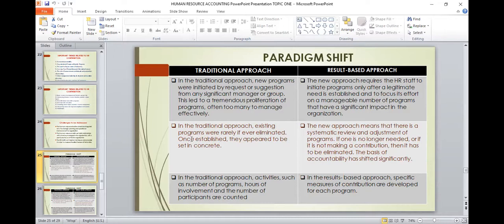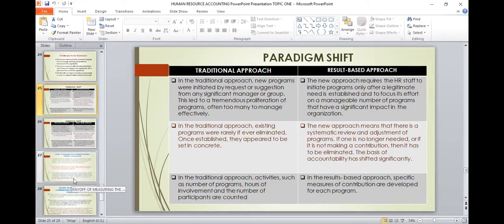So the traditional approach never involved anybody. Decisions were made by the CEOs, their word was final, and so other players or other departments were never allowed to give their input. Those are the paradigm shifts that we also have to expect, even as we try to move from the traditional approach to the result-based approach.